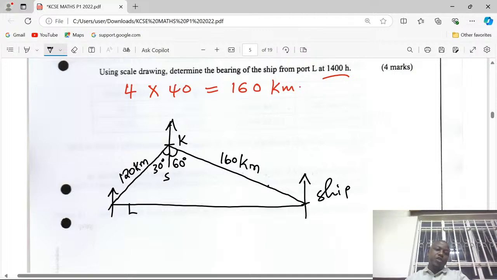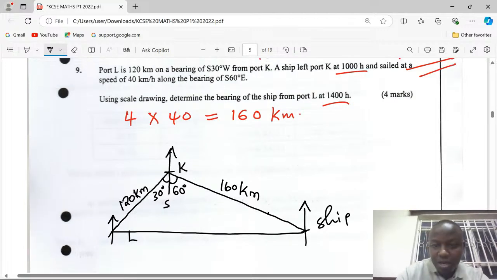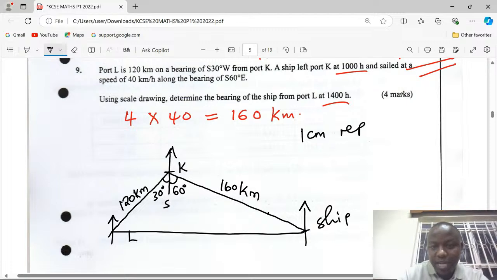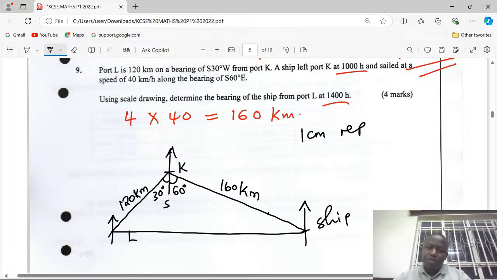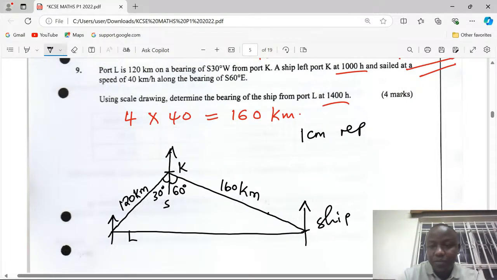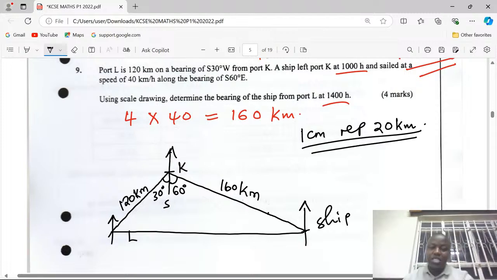Yeah. So when you do a scale diagram, probably use 1 centimeter to represent, not 10, because when you use 10, the diagram will be very large. We can use 20. 20 kilometers.